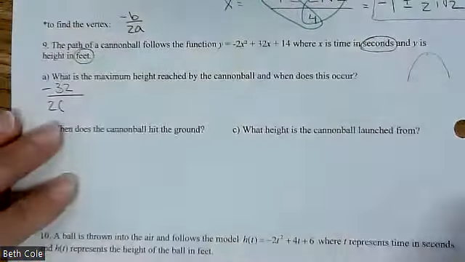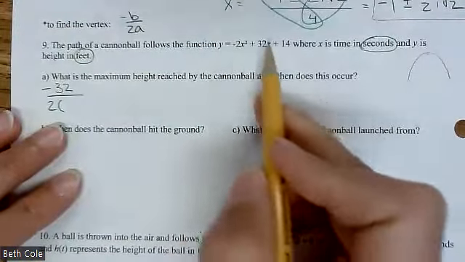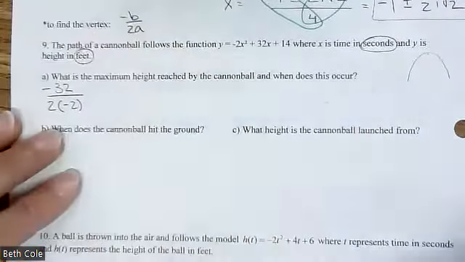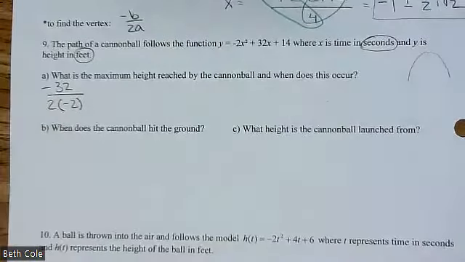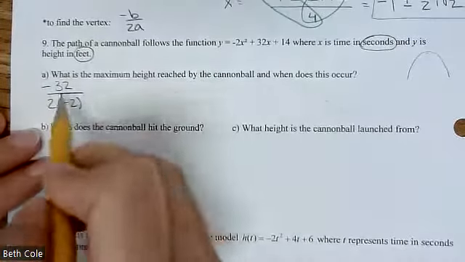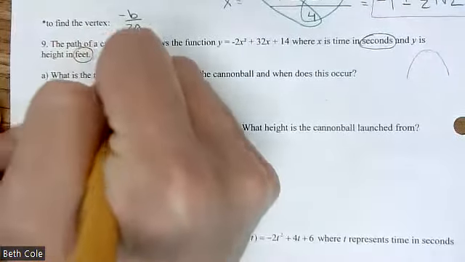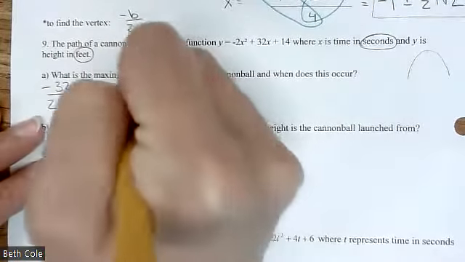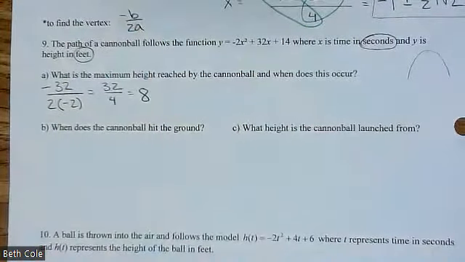over 2a, what number out of this is a? Negative 2. The negatives are going to cancel, which is good because we don't have negative seconds. Okay. So it'll be 32 over 4, which is 8. Now, that is the time that it happened. That's the x value. Okay.